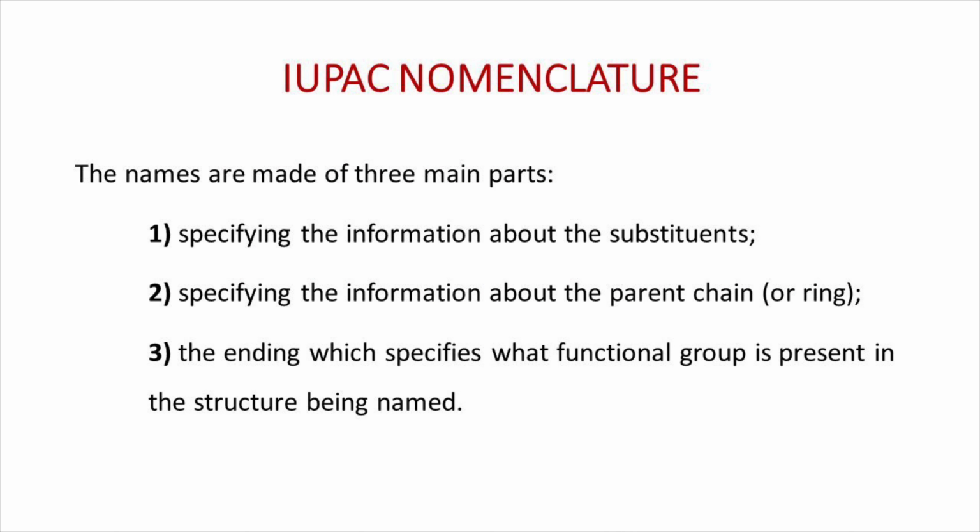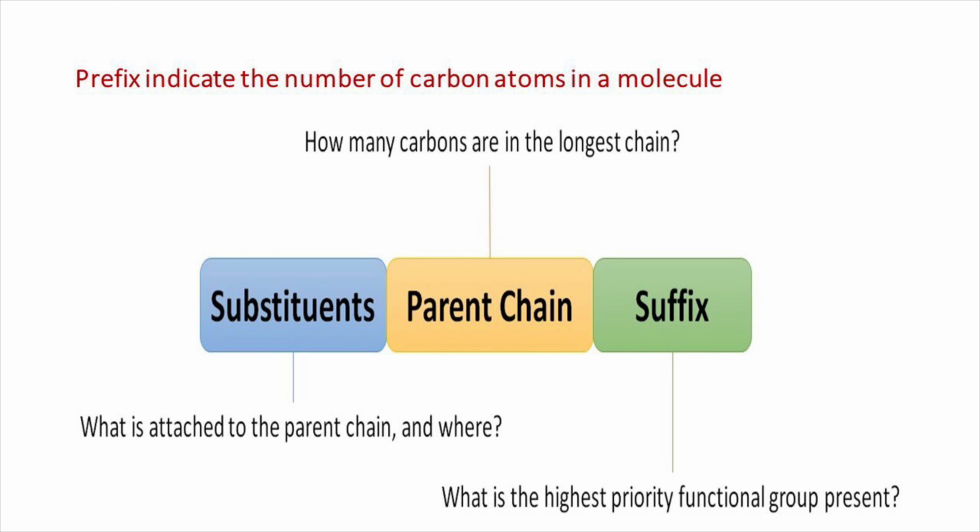IUPAC names are made of three main parts. Firstly, specifying the information about the substituents. Secondly, specifying the information about the parent chain or ring. And then, the ending which specifies what functional group is present in the structure being named. Simply, it means that the IUPAC name contains three parts: substituent part, parent chain part and suffix.